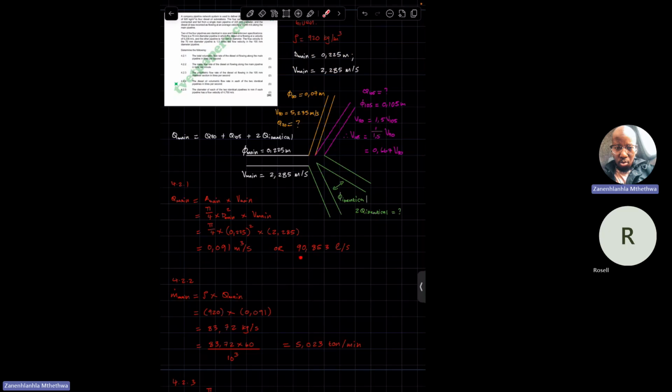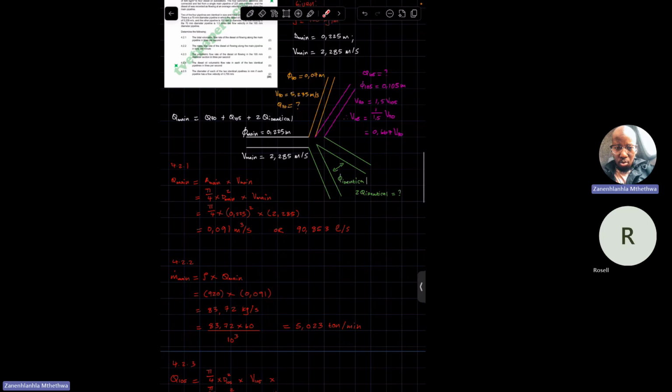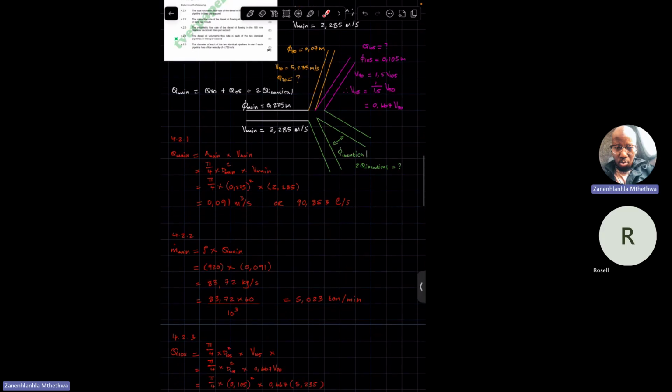Right. Now we look at 4.2.2, the mass flow rate of the diesel oil flowing along the main pipeline in tons per minute. So they want us to leave our answers in tons per minute. Now, how we denote mass flow rate is with this m dot. It's a mass flow rate because it's not just kgs, but kgs per second. So the standard unit of measurement for mass flow rate is kilograms per second.